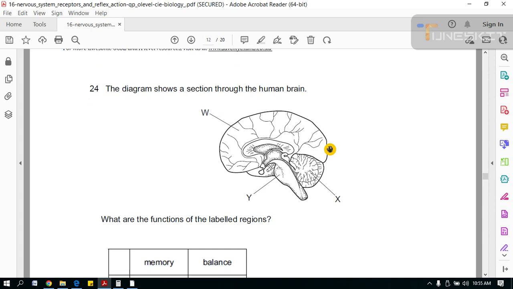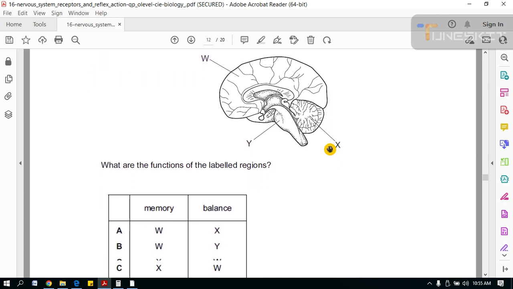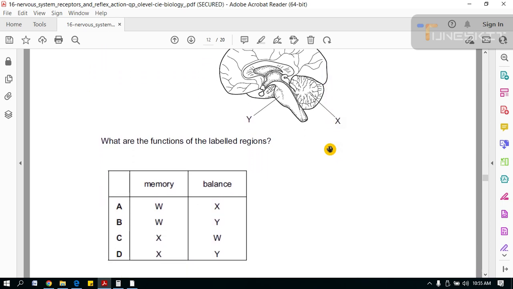Alright. So here again the diagram shows a section through the human brain, W, Y, X. First label them. The cerebrum is W and the medulla oblongata is Y. Then you have X, and X is the cerebellum. So what are the functions of the labeled regions? Alright, memory and balance. These are two functions. You have to find out which one, the structure which is present in the brain. So memory, yes.